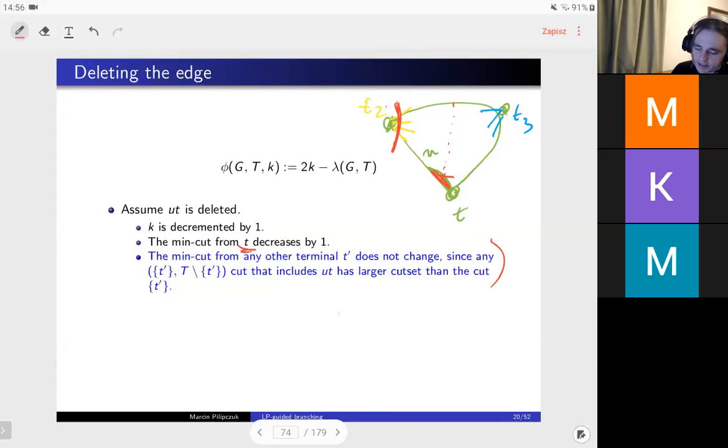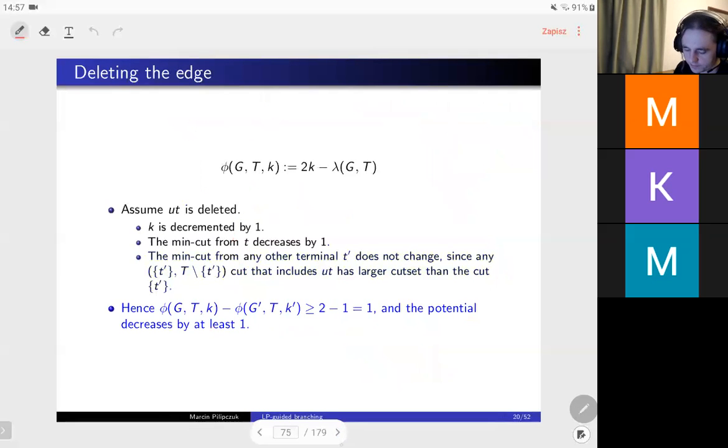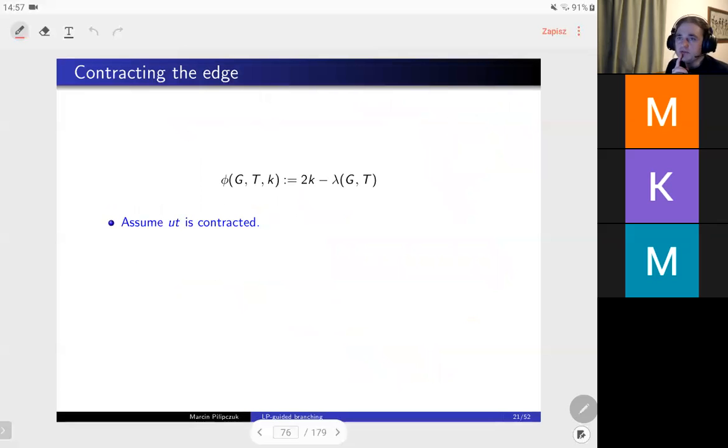Which means that the sum of CIs decreases by 1 and K decreases by 1. You can think of K minus the sum of CIs halved: K decreases by 1 and this decreases by half, so the difference decreases by half. Our budget decreases by 1, but our lower bound decreases only by half. So the excess decreases by half. And in the other direction, if this edge is contracted, this is actually a simpler case because K stays the same.